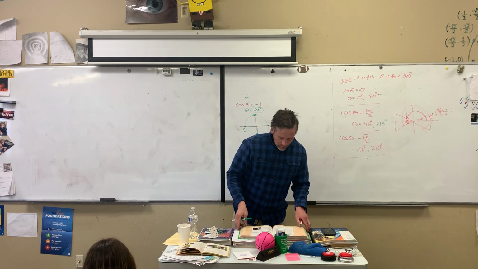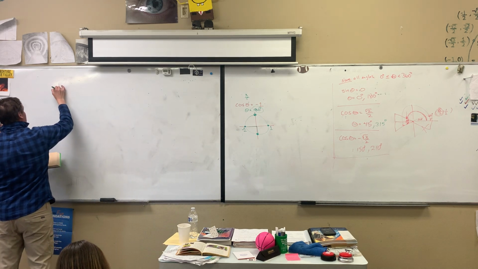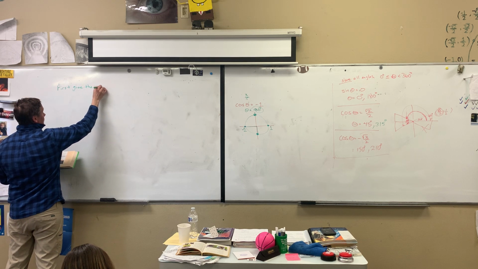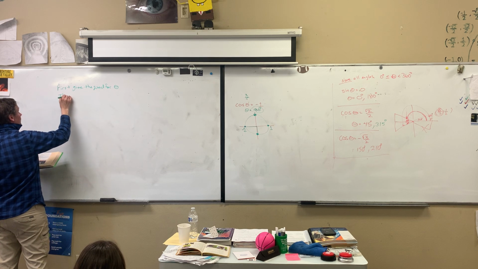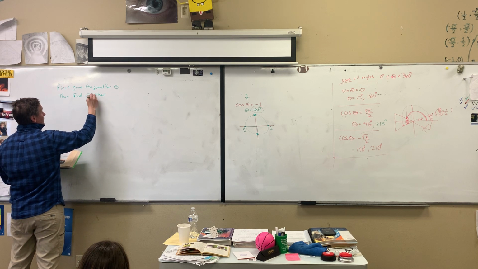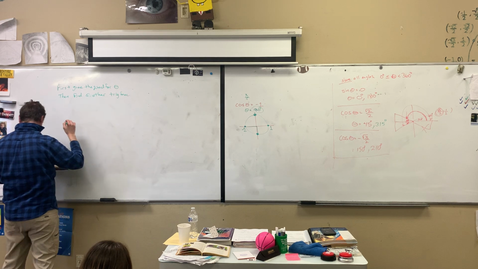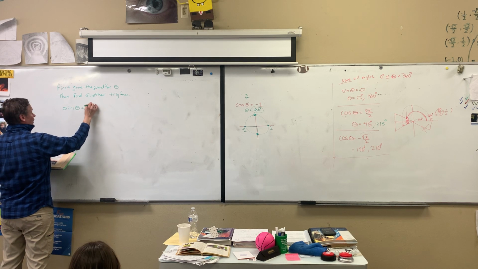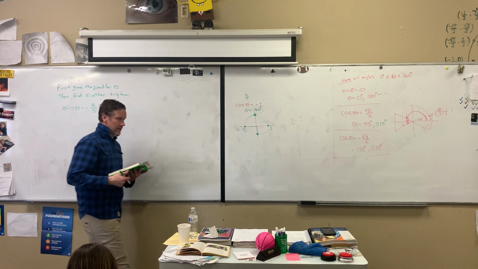Okay, last one, it says first, give the quadrant for theta, then find the 5 other trig functions. So you're going to be given this: sine theta is equal to -4/5. Now, we're going to look at this for a second.